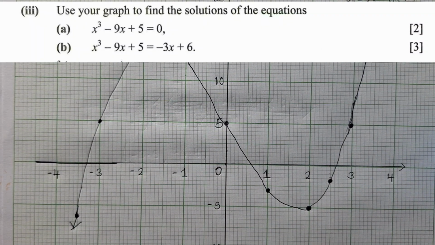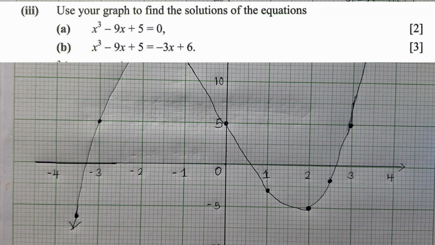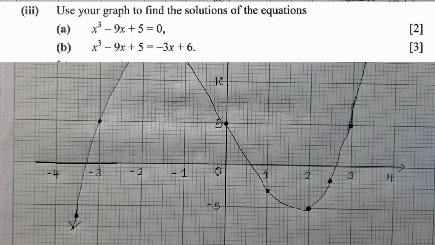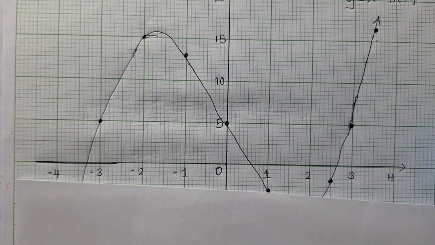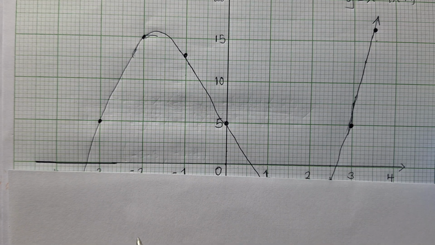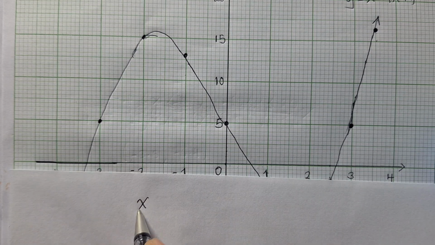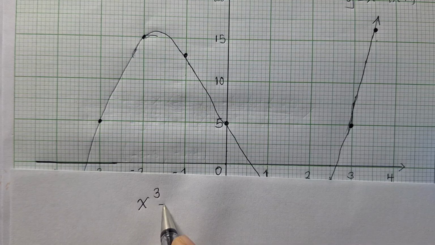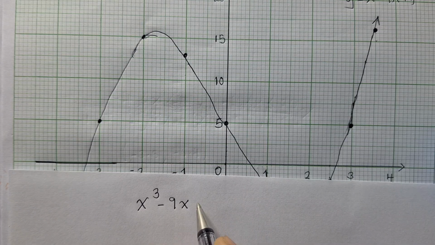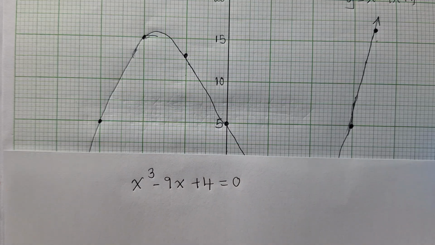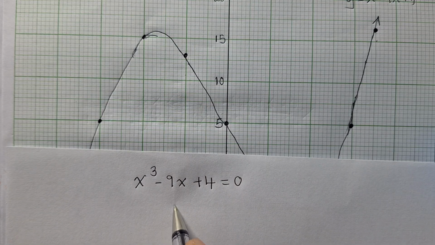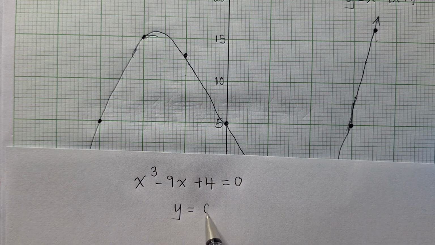So we've done the graphing, or the plotting. We now go to solving. For solving, there are two equations that we need to solve: equation A and equation B. For equation A, they have said x power 3 minus 9x plus 4 is equal to 0. So solving this one, you're just going to say y is equal to 0.